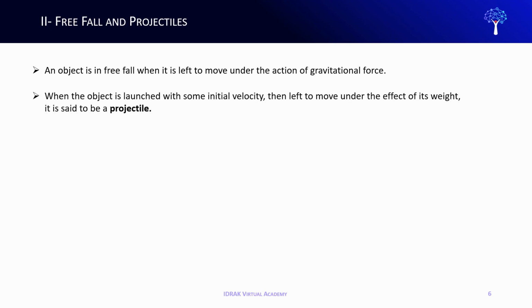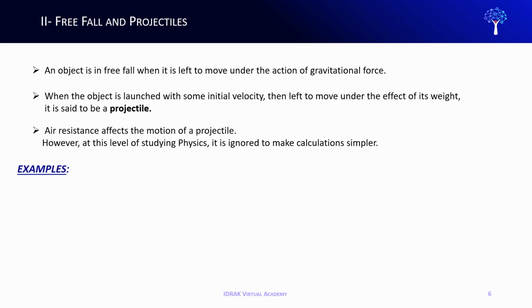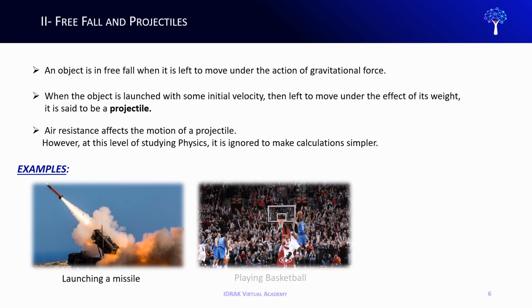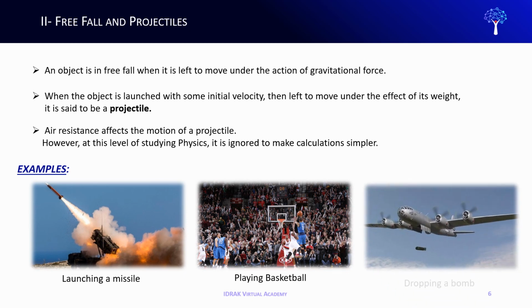Free fall and projectiles. An object is said to be in free fall when it is left to move under the action of gravitational force. When the object is launched with some initial velocity, then left to move under the effect of its weight, it is said to be a projectile. Air resistance affects the motion of a projectile. However, at this level of studying, it is ignored to make calculations simpler. Some examples about free falls or projectile motion are launching a missile, playing basketball or just throwing a ball left under the action of gravity, and dropping a bomb.